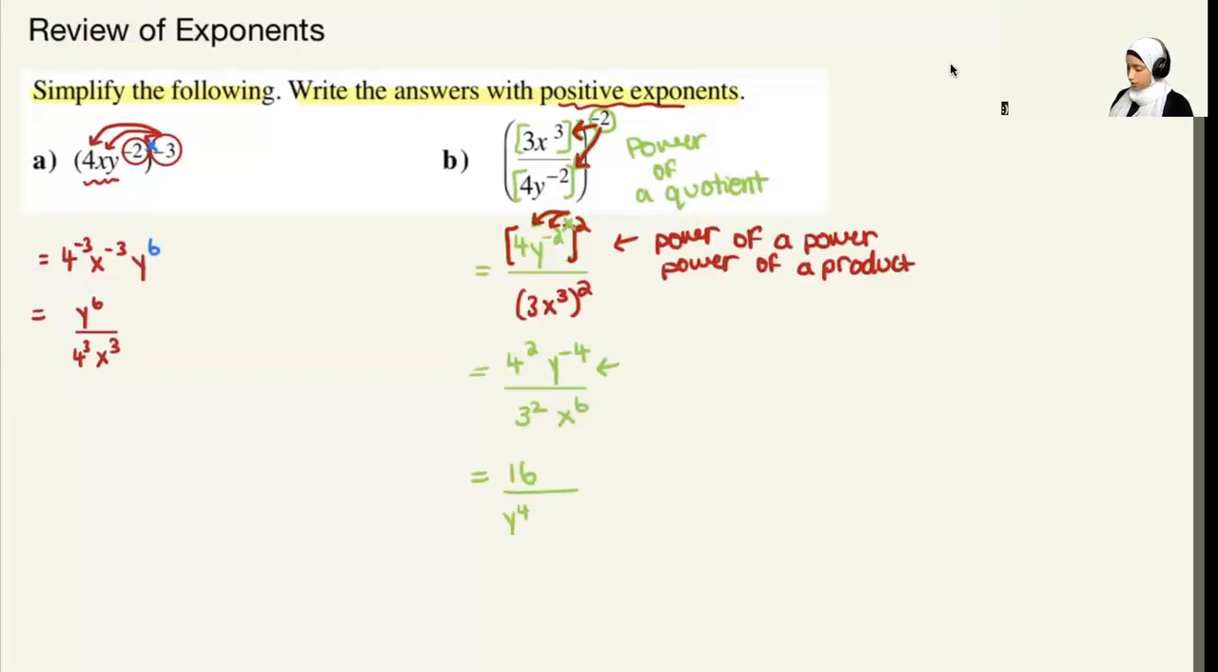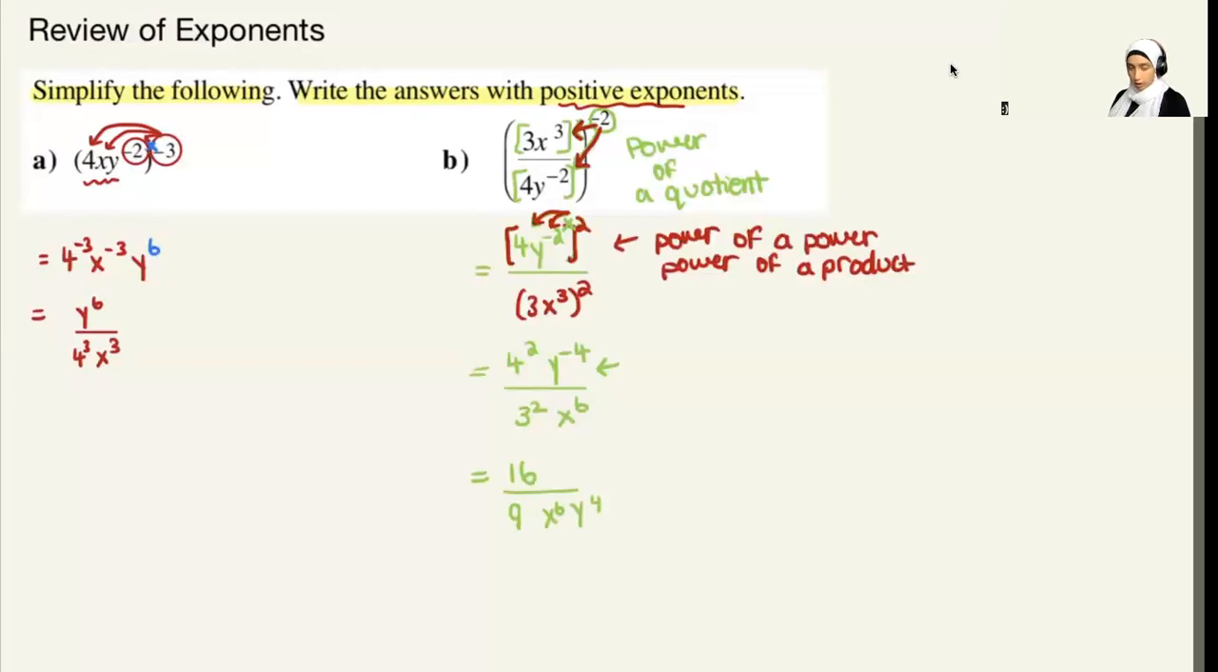So it'll become 3 to the power of 2. Let's just bring it to the bottom on the side. 3 to the power of 2, well, that's 9. X to the power of 6, this is positive, so it can stay. Okay? And so we can leave it like this. This is pretty much its simplest form.